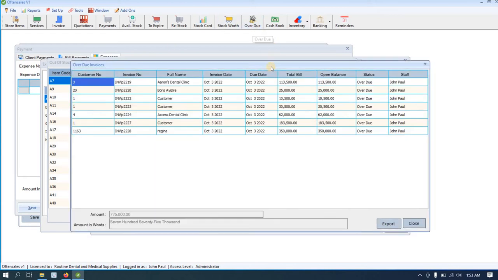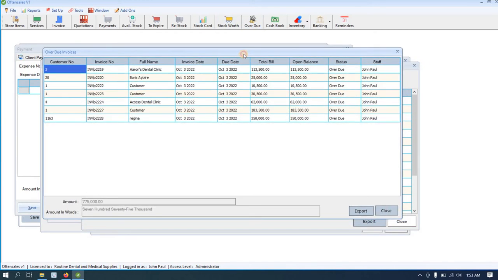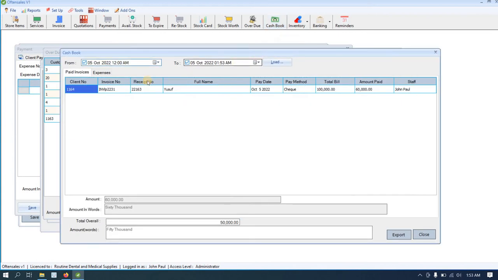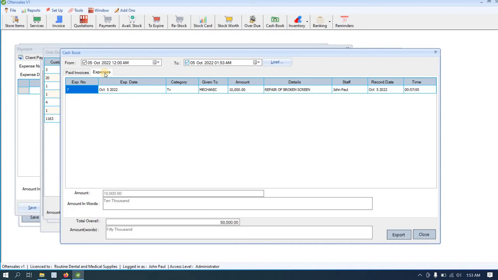So overdue will show you the list of clients who have not yet paid their invoices and they're due. For example, it will show you that this person got an invoice on 3rd and was supposed to pay on 3rd. The bill was this, so they still have a balance of this. So these are people who need to be followed up by the accounts department. And cash book will basically show you how much has been paid in on that particular day and the expenses that have gone with it.